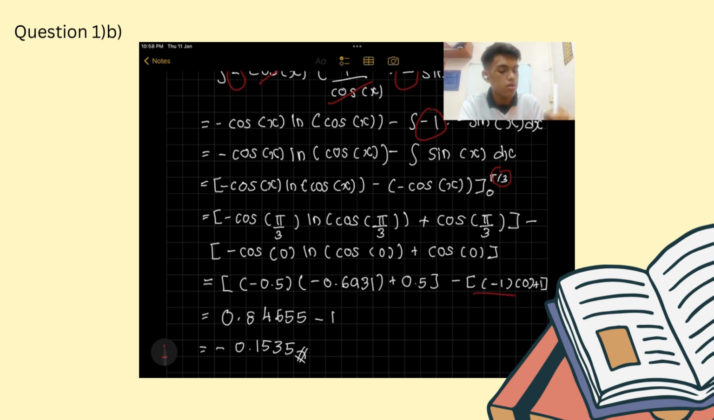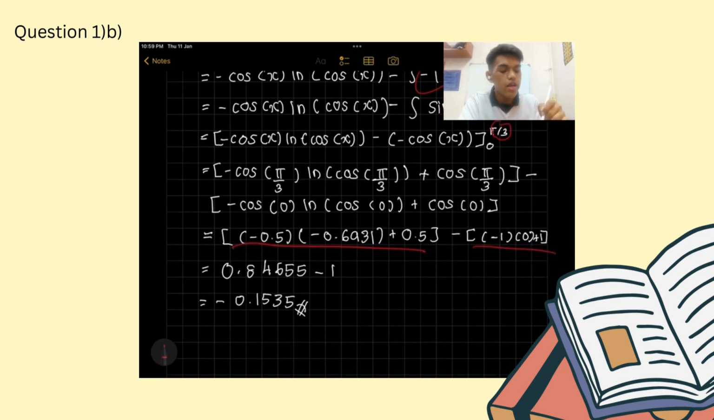So we need to put in the values one by one because sometimes you can make a simple mistake. So it becomes 0.84655 minus 1, and the final answer is negative 0.1535 to 4 decimal places.